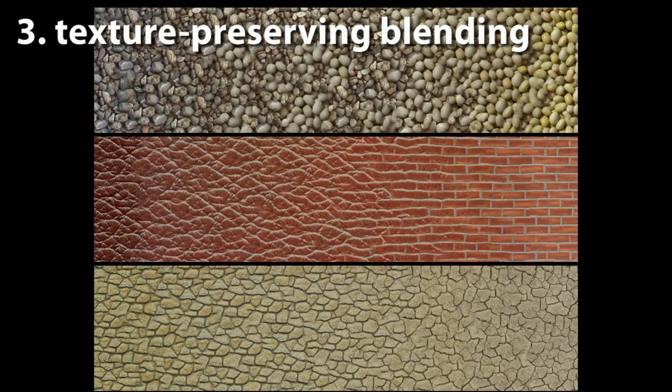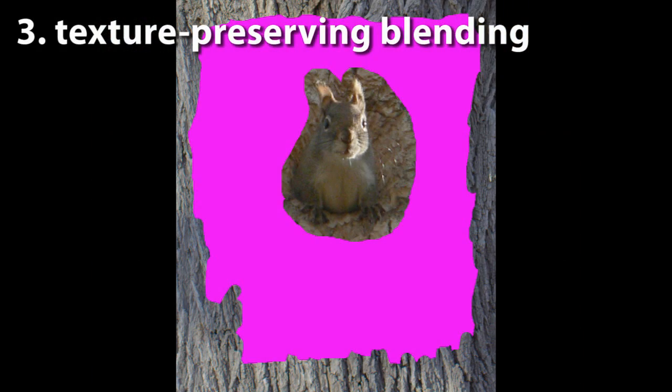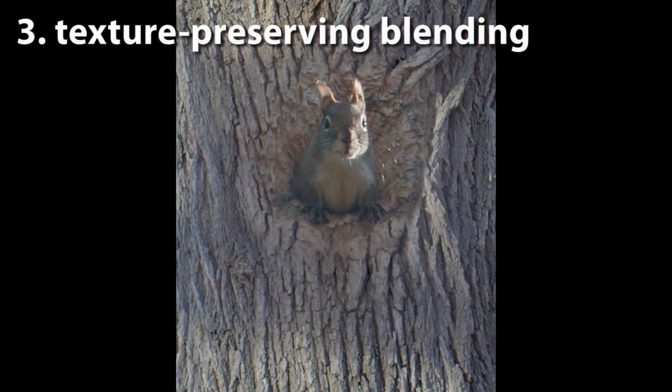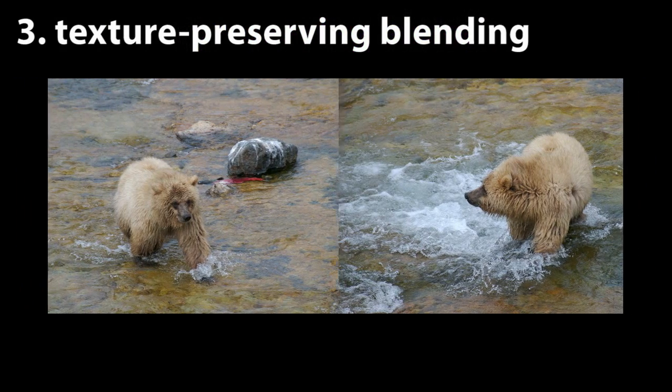And third, when blending multiple image sources, we gradually interpolate both color and textural properties by combining L2 and L0 norms on colors and gradients. This leads to more natural composites than existing gradient domain methods, and stitches different textures without the need for a guiding layer.